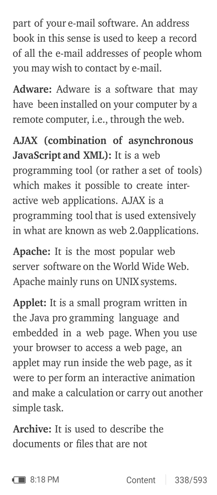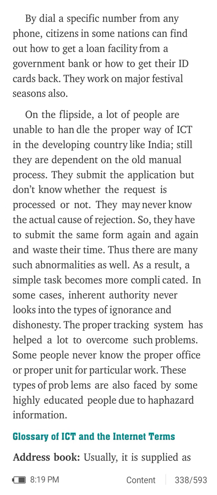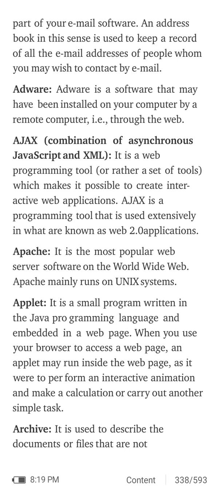So as mentioned in the previous video, we are going to have a quick recap about all the terms we learned in this topic. So glossary, first word: address book. Usually it is supplied as part of your email software. An address book in this sense is used to keep a record of all the email addresses of people whom you may wish to contact by email.